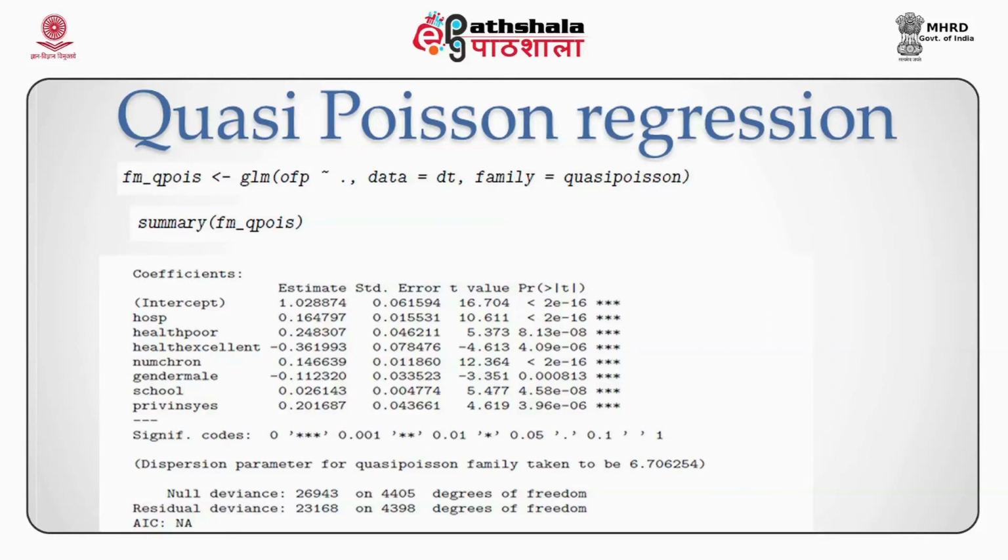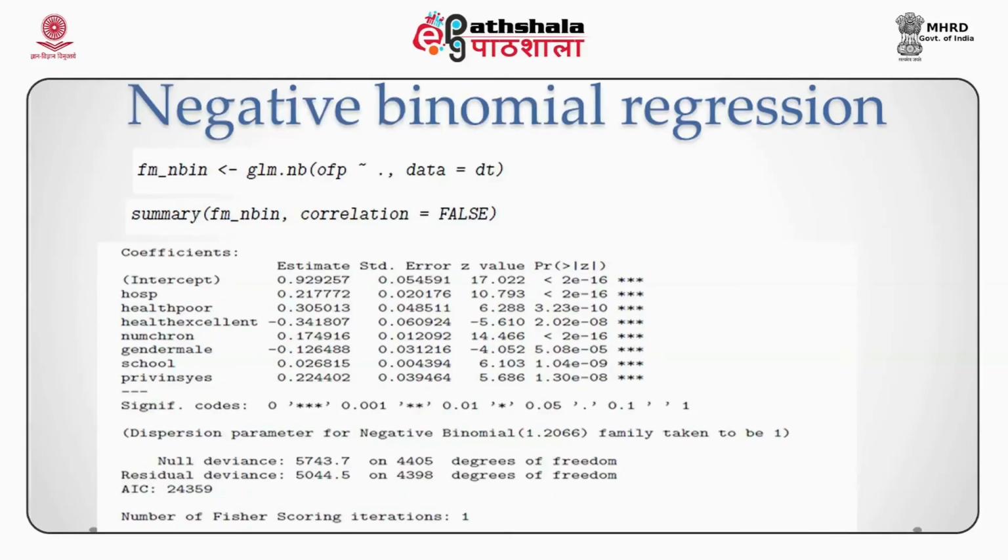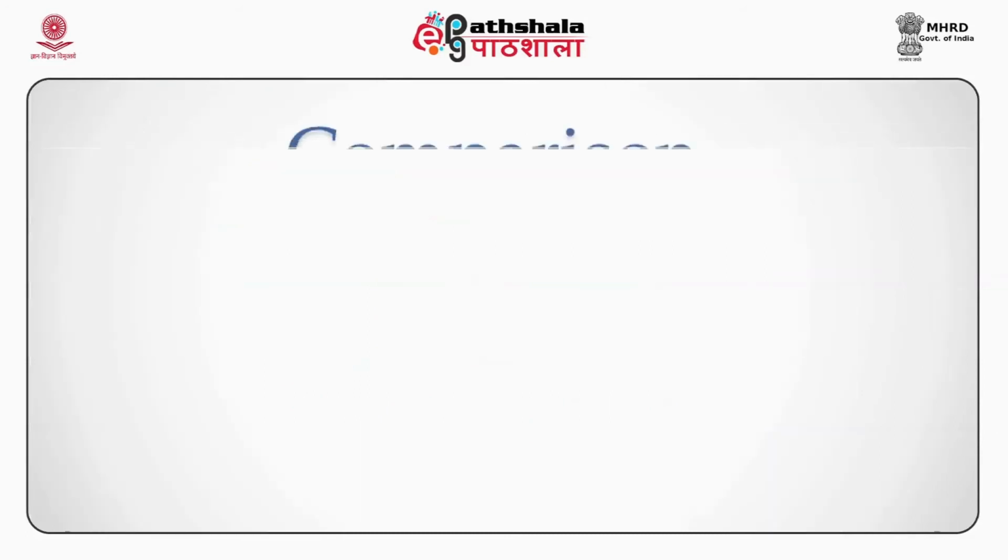Another alternative which we could have fitted to the model is negative binomial regression. This can be done using the R function glm.nb. The rest of the syntax being as before. We can run a summary of the object, and the output looks very similar to that given on the previous slide.